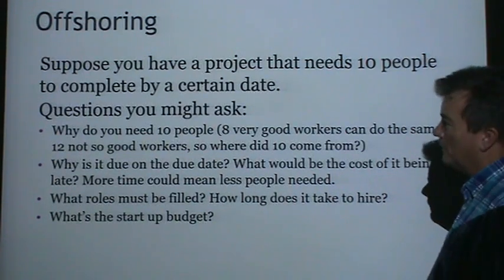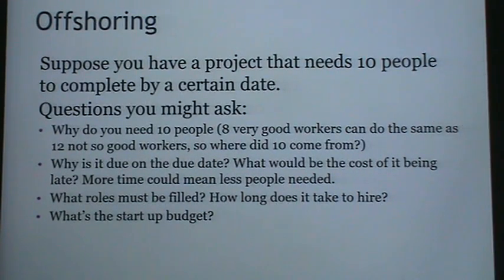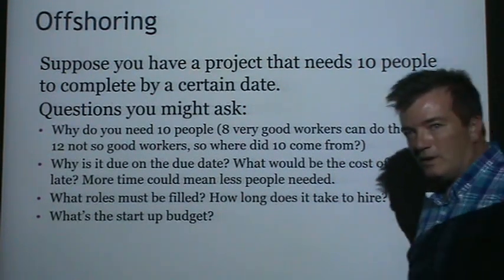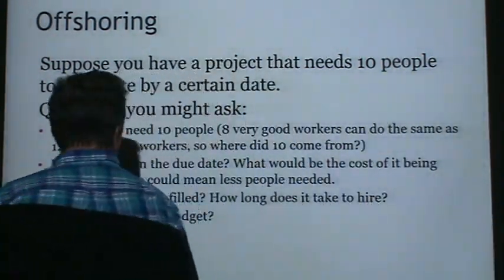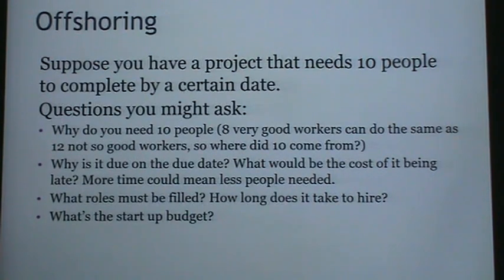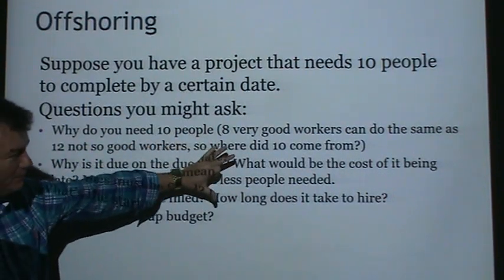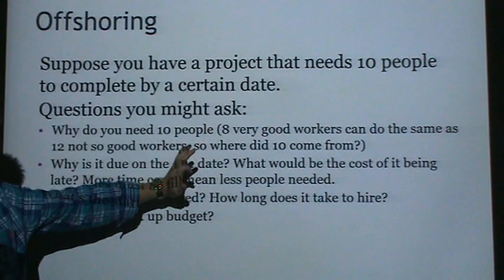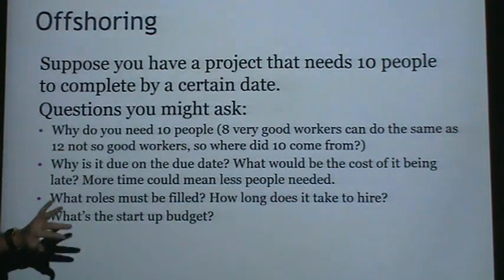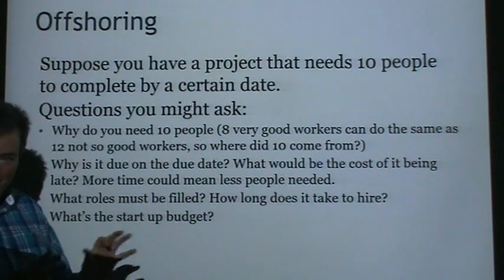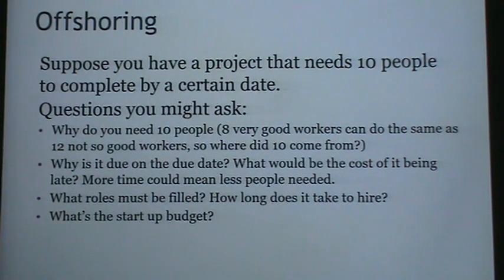So then the idea of offshoring. These are very hard topics to quantify, but suppose you have a project that needs 10 people to complete the project by a certain date. Here are some questions you might ask yourself. Why do you need 10 people? Maybe 8 good people can do as much work as 12 not so good people, so where did 10 come from? The 10 is very tied to how good the people are.